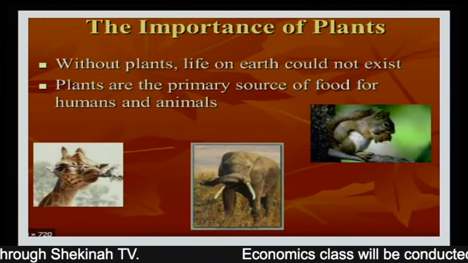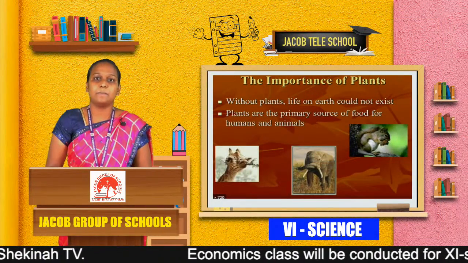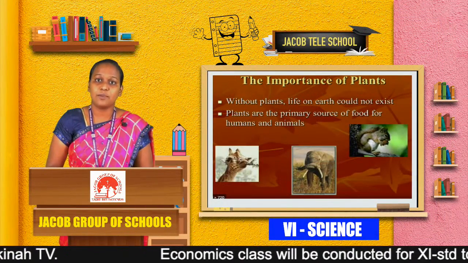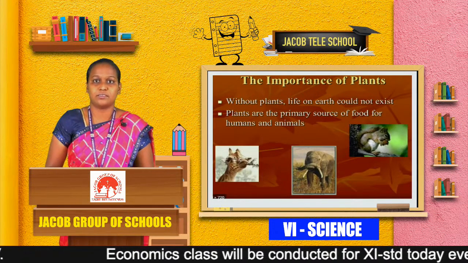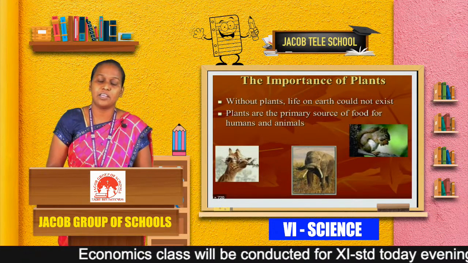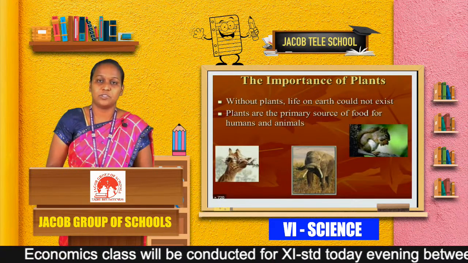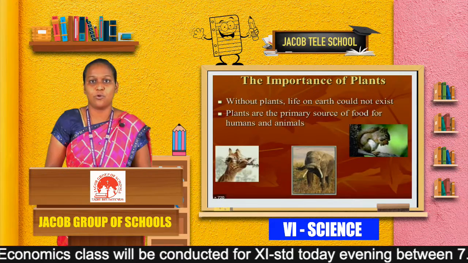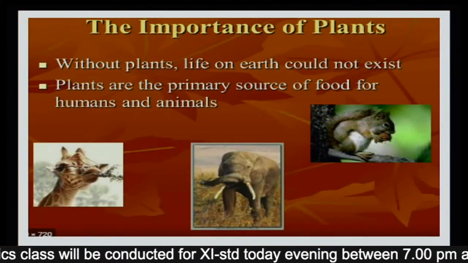Without plants, life on earth could not exist. This is a very important thing. Plants are the primary source of food for human beings as well as animals. Where are we getting our food from? We are getting the food from the plants. Without food we cannot live. So plants play a major role in the survival of living organisms.